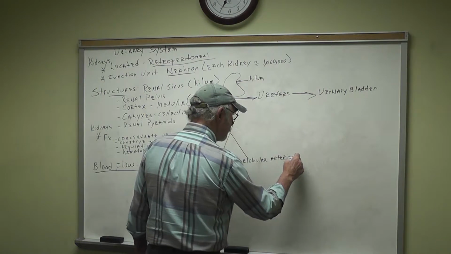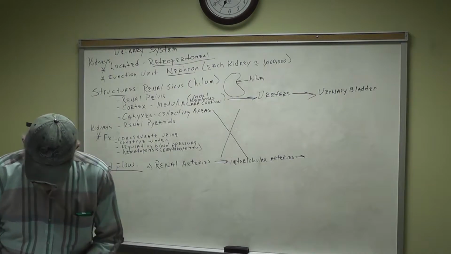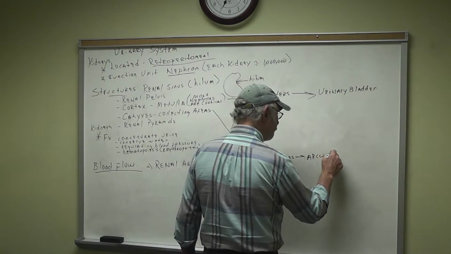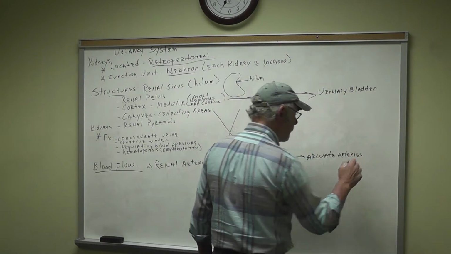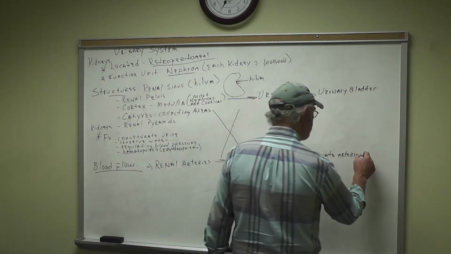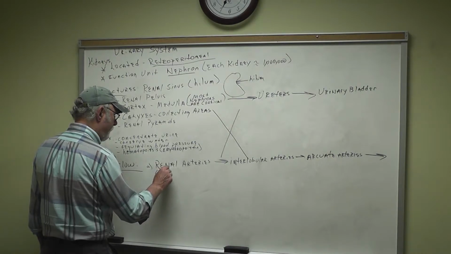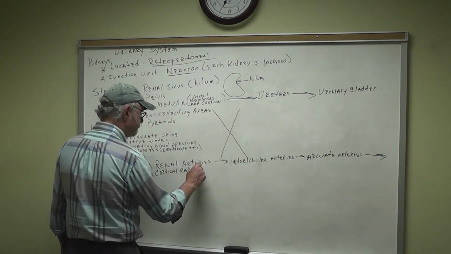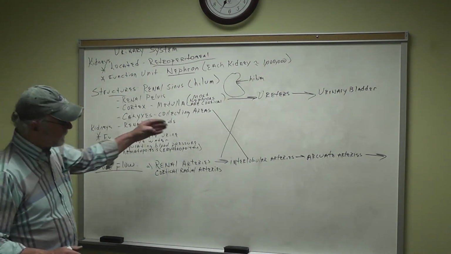Because you may be asked to identify the direction of blood flow and what it's going through. And then we have the arcuate arteries, and then the cortical radial arteries. And this is actually, just for identification purposes, to put them in a particular sequence.